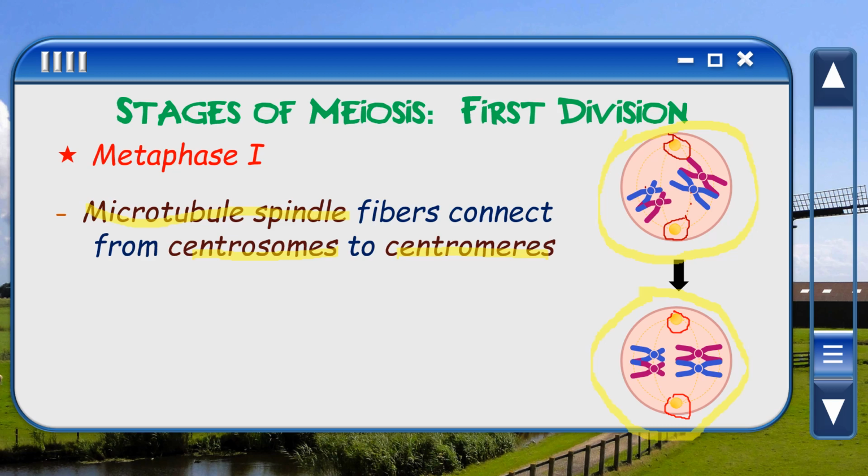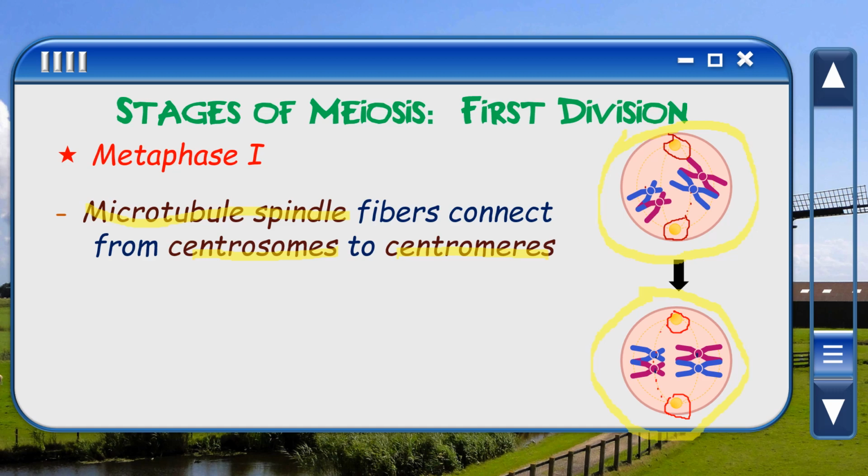They come from this point, as you're seeing, those microtubules, and they come to the center of the sister chromatids. That center of the sister chromatids is what we call the centromere. So these fibers, which we are calling the microtubule spindles, will connect from the centrosomes to the centromere of the chromosome.